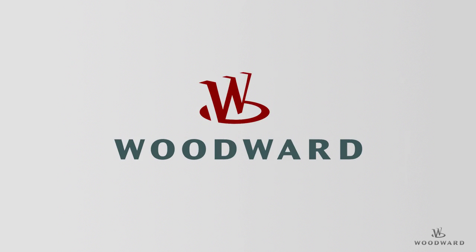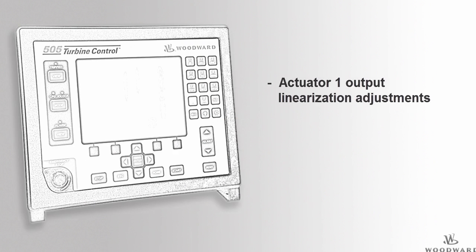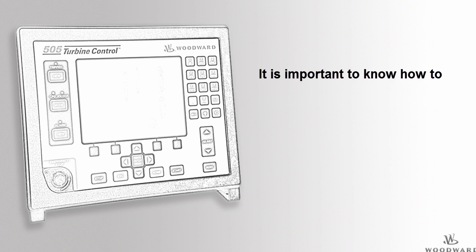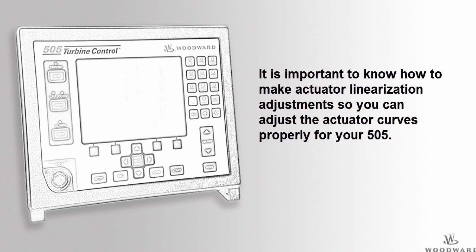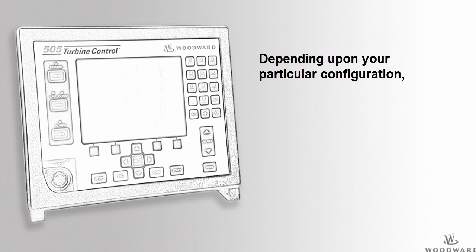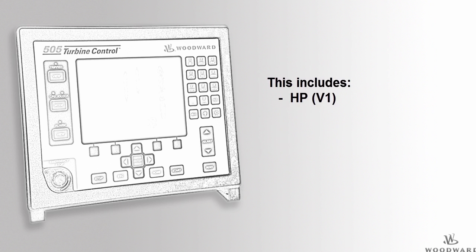Hello, and welcome to the 505 tutorial for Actuator Linearization. In this tutorial, we will review the steps for making Actuator 1 and Actuator 2 output linearization adjustments from the service menu. It is important to understand the Actuator linearization service options so you can adjust the actuator curves properly for your unit. Depending upon your particular configuration, either one or both of the high-pressure valves will be available for configuration. This includes HP-V1 and HP-2-V1B.